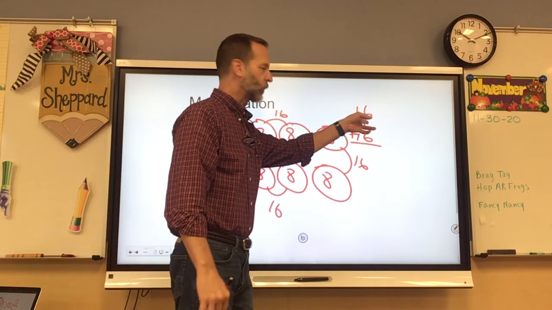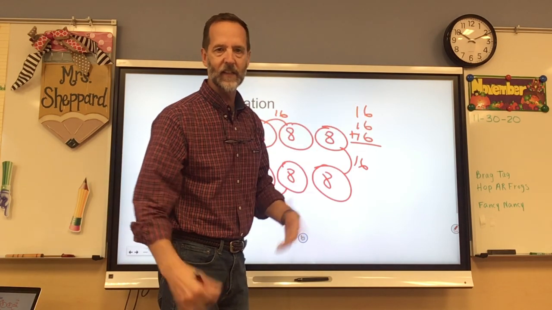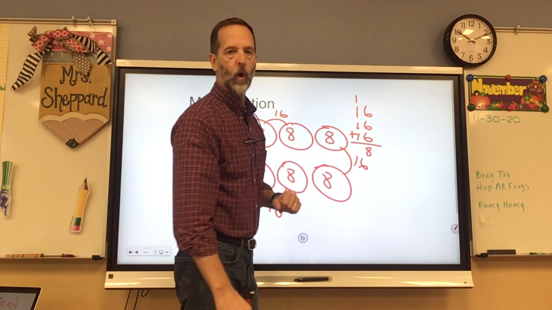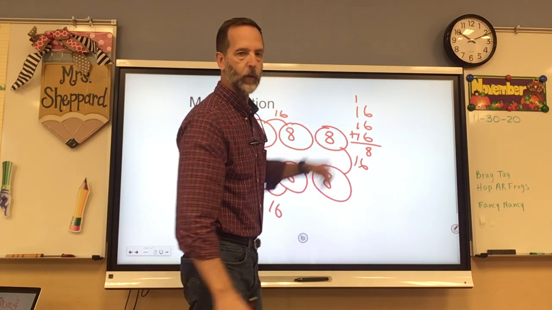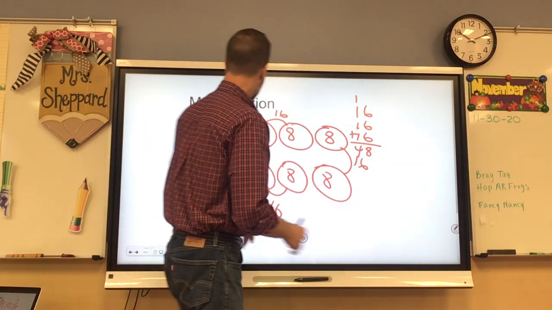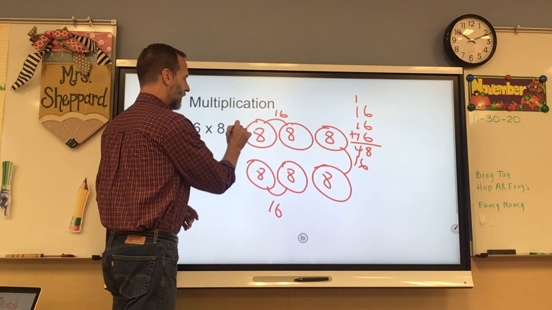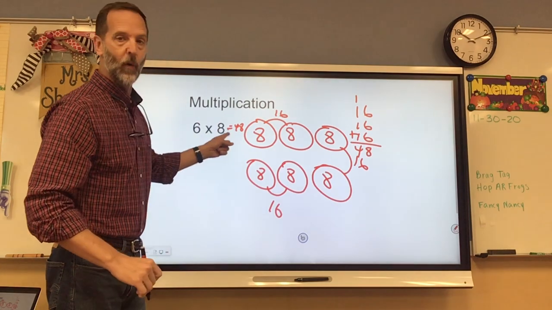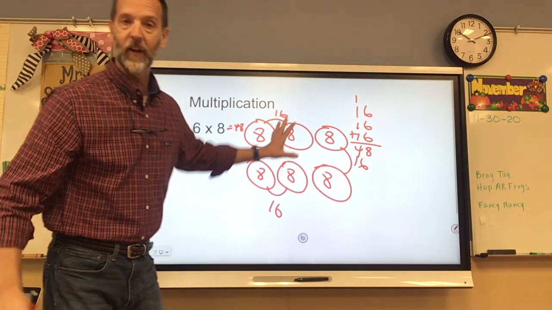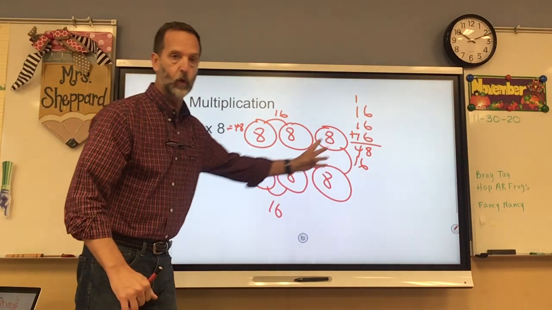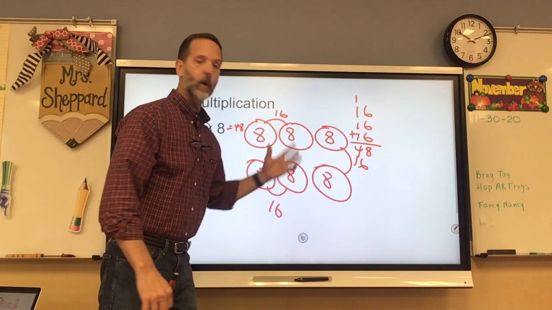6 and 6 would be 12. 12 and 6 is 18. I would leave the 8 and carry the 1. 1 plus 1 is 2. 2 and 1 is 3. 3 and 1 is 4. It's 48. If you knew your facts, you knew right away 6 times 8 is 48. I'd rather you know it than doing all of this, but if you got to do it, you got to do it.